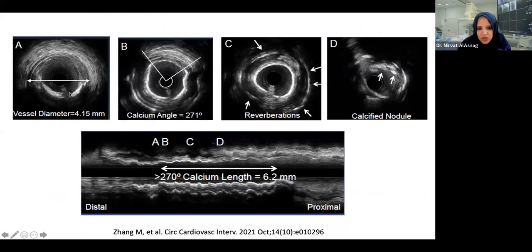Again, you look at the vessel lumen, so you're measuring from what to what now? Anybody, can somebody put it in the chat? What is A showing? It's a measurement from what? Is this lumen edge to edge, or what are we measuring here?